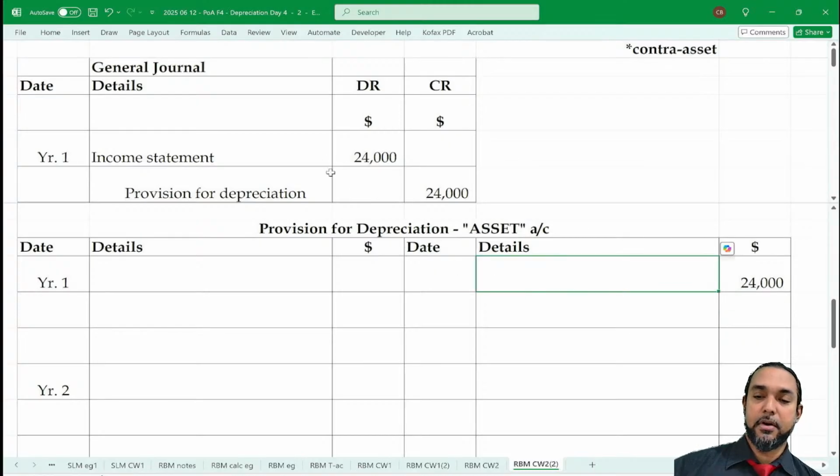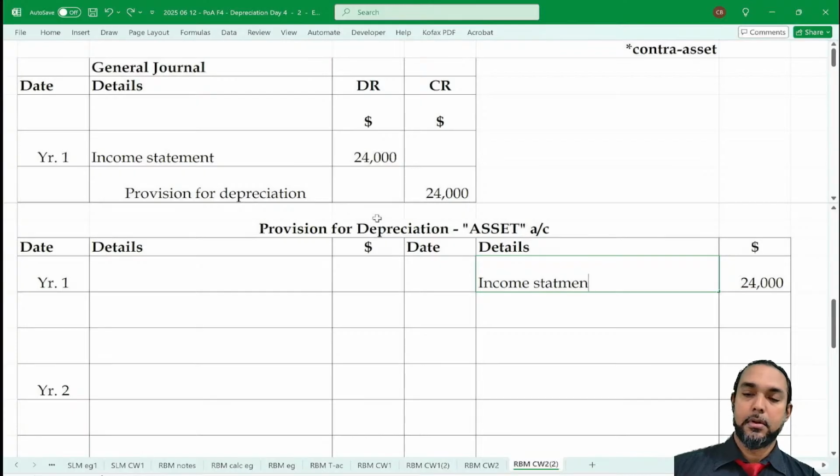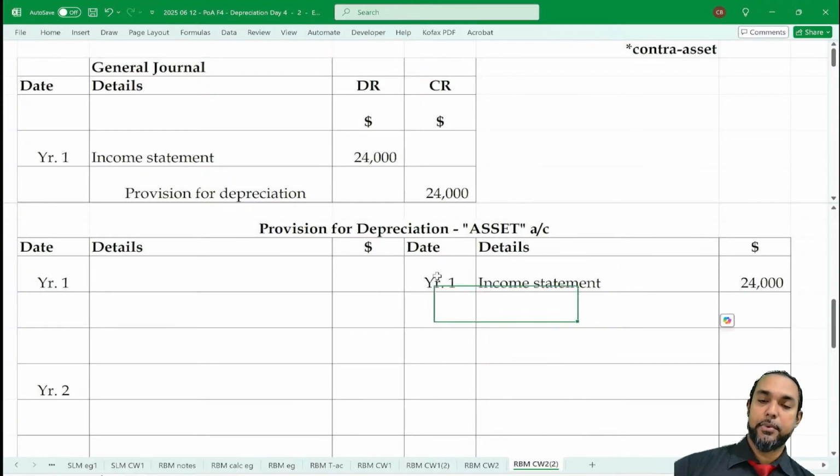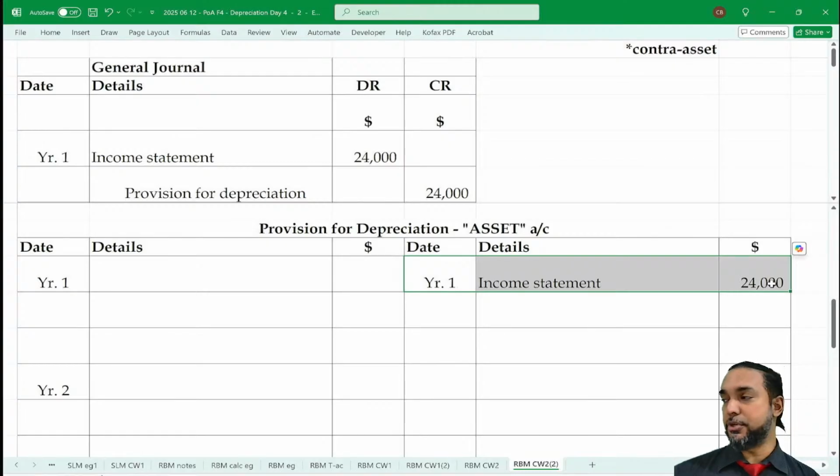Now, what was the other account affected? That's income statement, right? And what year was it? It was in year one. Cool. So this is how you would record the provision for depreciation for the year in year one in the provision account. Now, that's the adjusting entries and the closing entries.